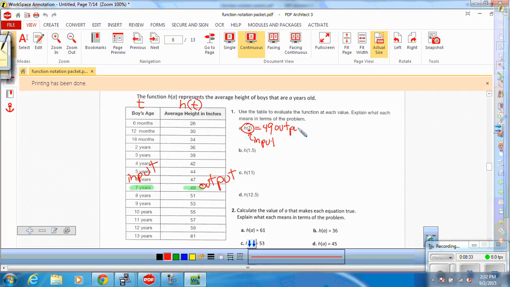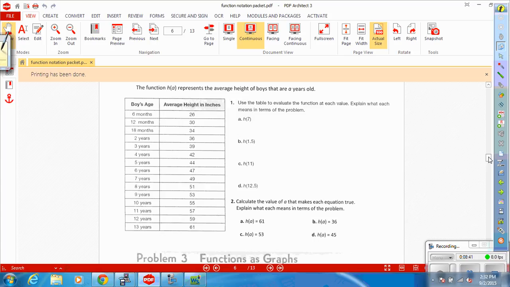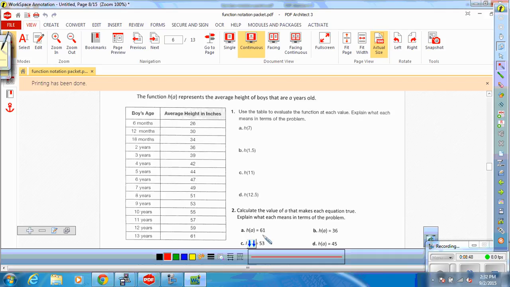Plug a number in, get a number out. You can work backwards from that. If you look at this, this says, okay, h of a is equal to 61. So what is a equal to? In this case, they gave us the output, and we are looking for the input.